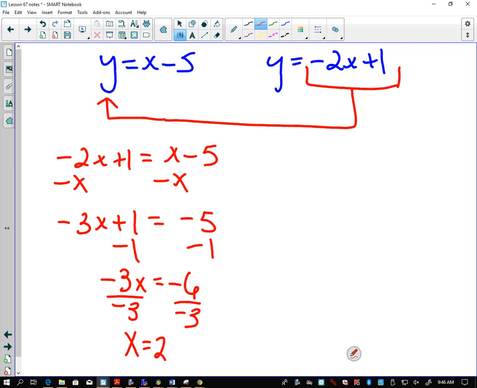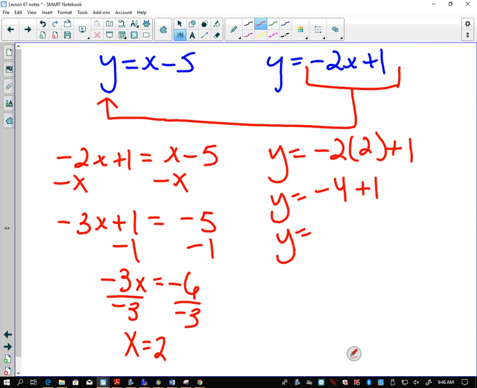Plug what in? In for what? Where? Okay, so you're going to do y equals negative 2 times 2 plus 1, correct? Okay, and solve for what? Solve for y. Okay, tell me how to do that. Negative 2 times 2, what is that? Okay, negative 4 plus 1. What's negative 4 plus 1?